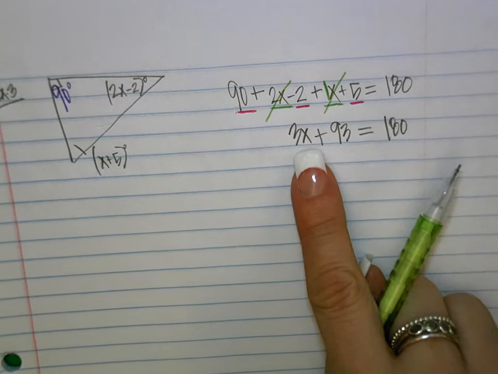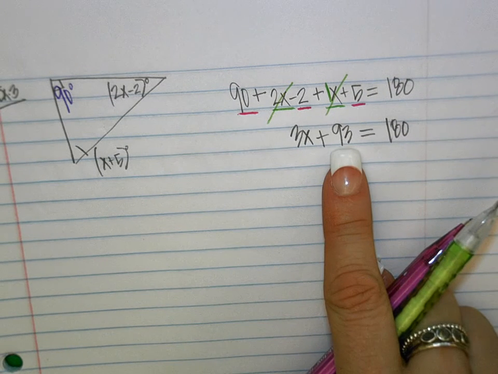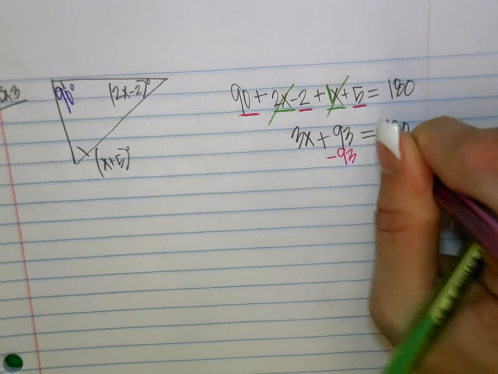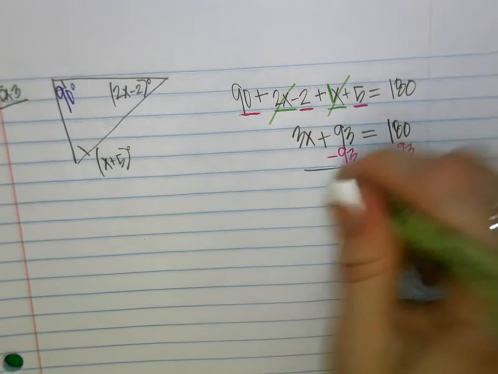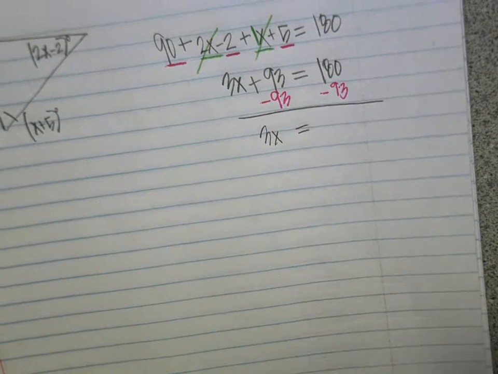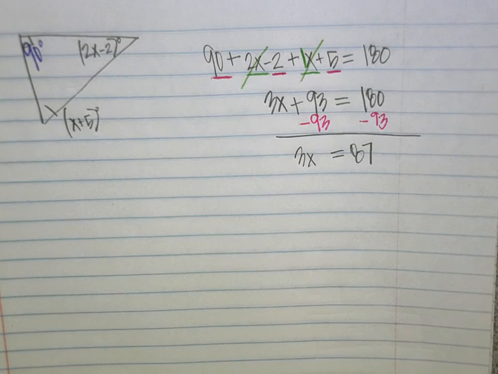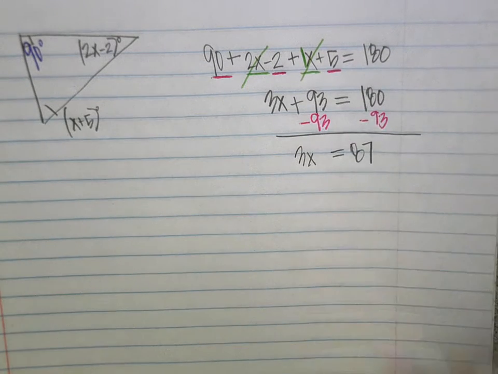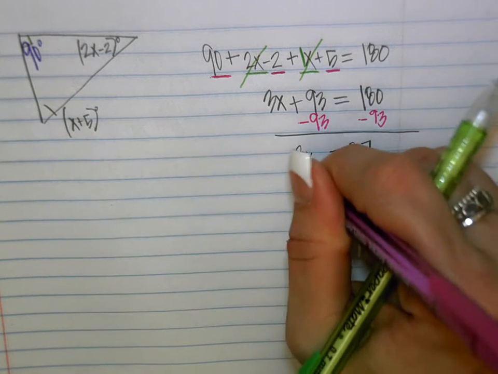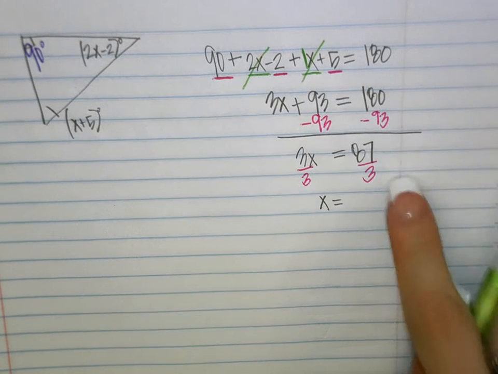Then I want to get this x by itself, so do the inverse operation. I'm going to move the 93. How do I move the 93? Add, subtract, multiply, or divide? Subtract. So subtract 93 from both sides. Sorry, bad writing. So we got 3x equals, what's 180 minus 93? 87. And then to get the x by itself, undo the 3. So 3 is attached by multiplication. The inverse operation, or to undo that, is to divide. And you got x equals, what is 87 divided by 3?